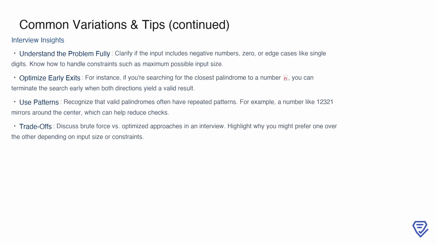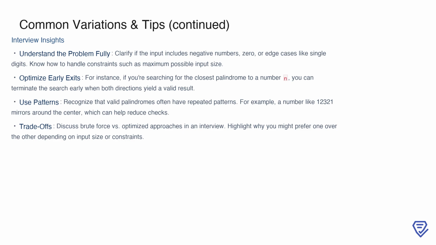Now, let's think about how to approach this problem in an interview setting. First, make sure you fully understand the problem requirements. For instance, clarify if the input includes negative numbers, 0, or special cases like single digits. Also, be mindful of constraints, such as the maximum input size. Optimizing for early exits is another effective strategy. For example, if you're searching for the closest palindrome to a given number, you can stop searching once you've found valid results in both directions.